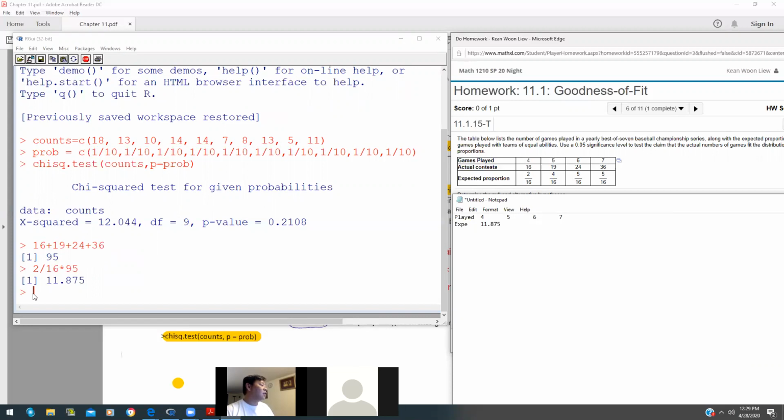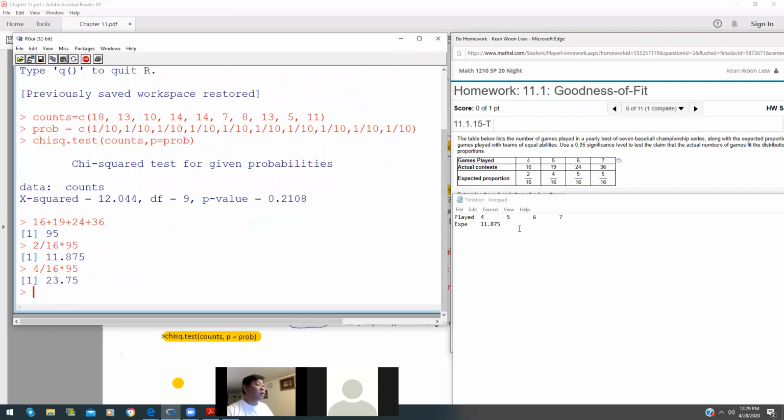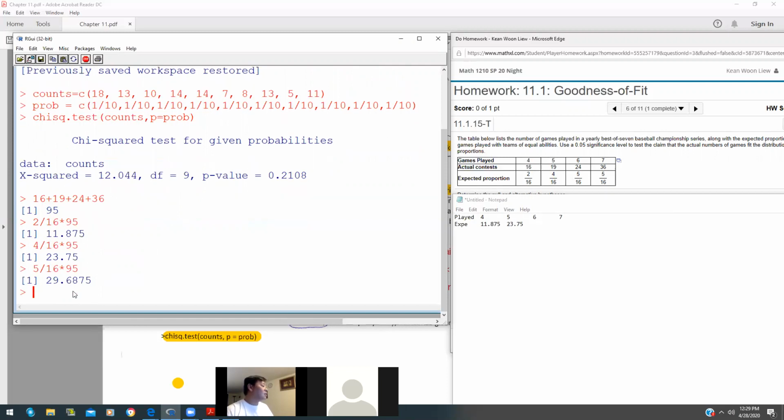And then the next one, you take 4/16 times 95, which is 23.75. So you guys know how to do this now? It's not that difficult, right? Then 5/16 times 95. This is the third one. So this is 29.6875, and then this one is 29.6875 as well. The reason it's the same is because your expected proportion is the same.